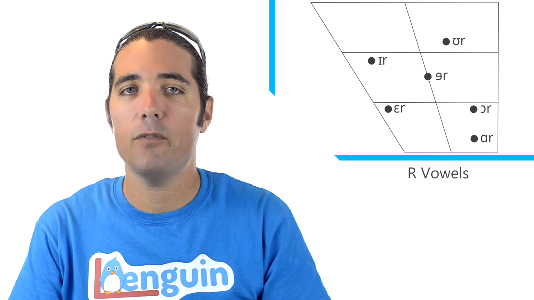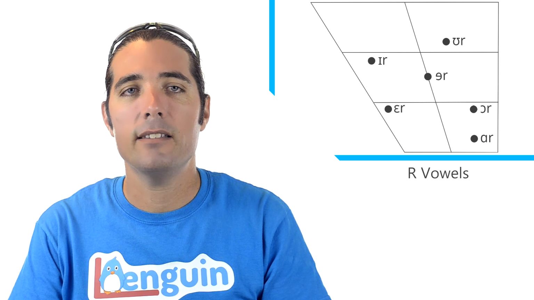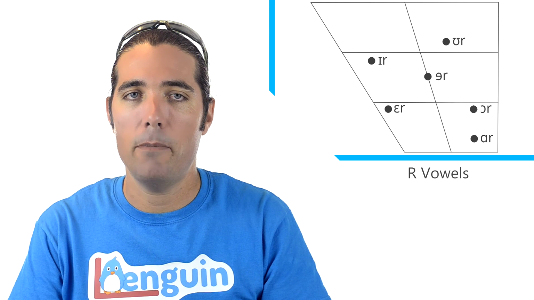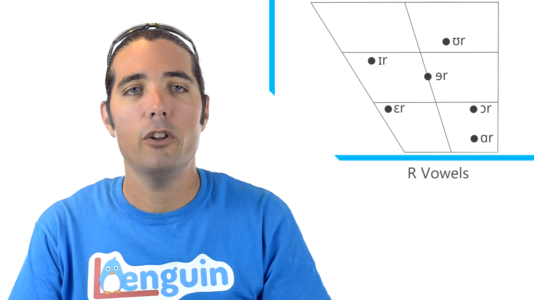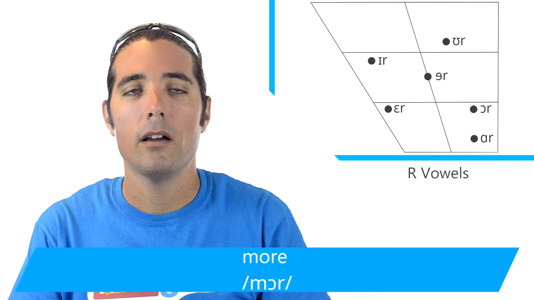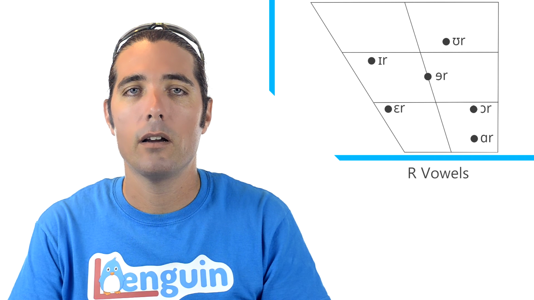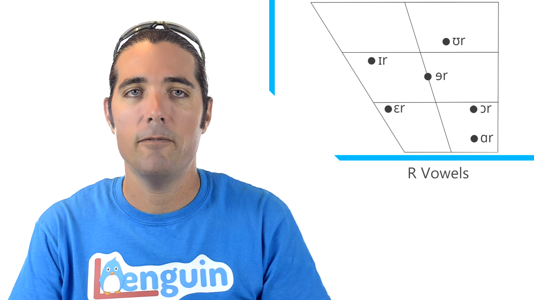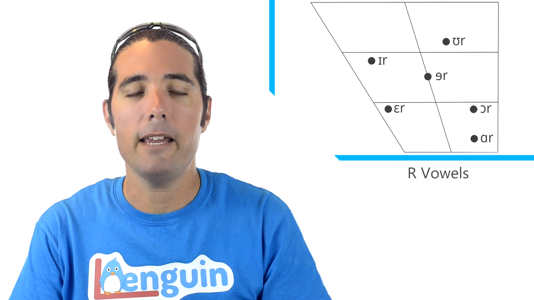But when the R follows a vowel, the R simply adds color to the vowel, and we don't make the R mouth shape. So it would look and sound like this. More, more, more. We have 6 R-flavored vowel sounds. Repeat them after me.